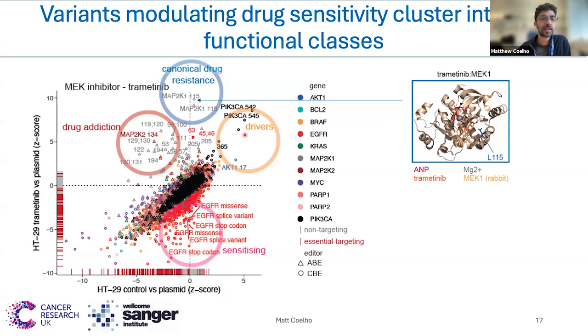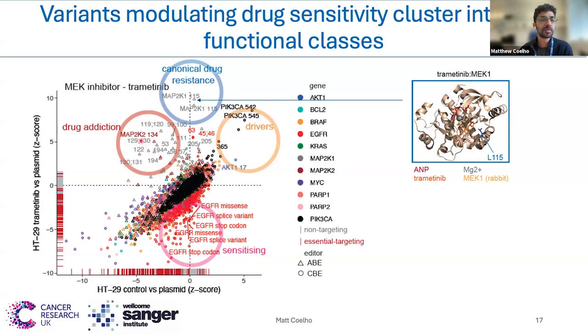The second class we call drivers, because they have a growth advantage in the presence and absence of drug. And these are known driver mutations in the PI3 kinase gene and AKT. These are really interesting sensitizing mutations because they cause the MEK inhibitor to work better. And they're loss of function mutations in EGFR. And when you combine EGFR inhibition with MEK inhibition, you get a stronger effect. So this is a good nomination of a combination therapy.